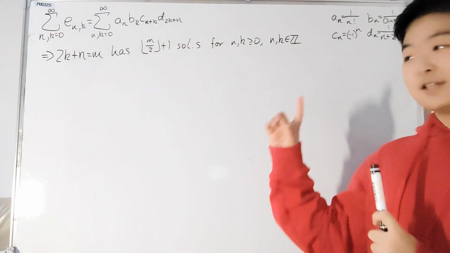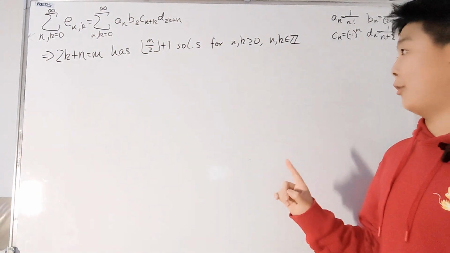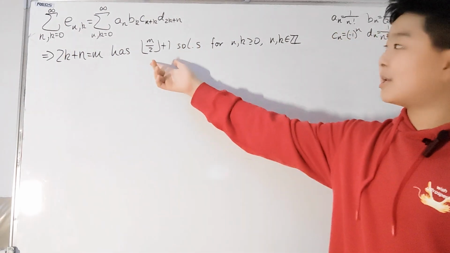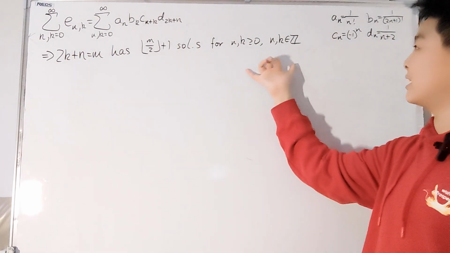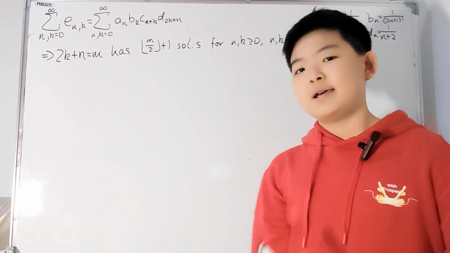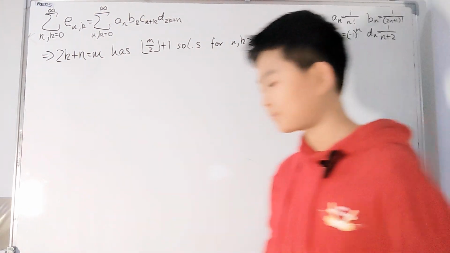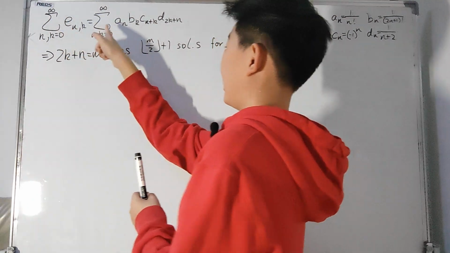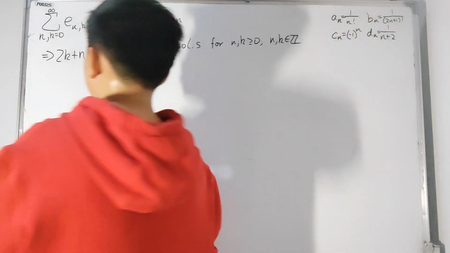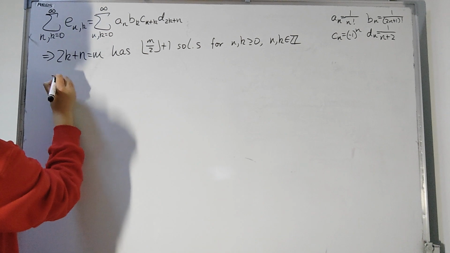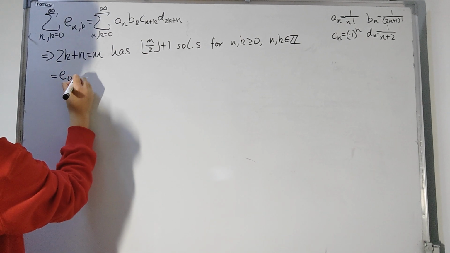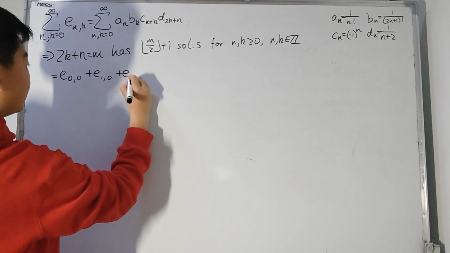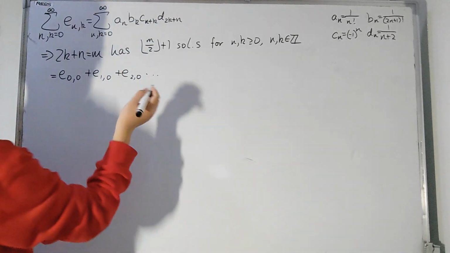And so this is what we have from the last blackboard. So we know now that this equation has this many solutions, and here it is just saying it's a non-negative integer. Now what we're going to do is look at this series right here without the expanded terms, and we're going to see that it is equal to e(0,0) plus e(1,0) plus e(2,0), and then goes on forever.